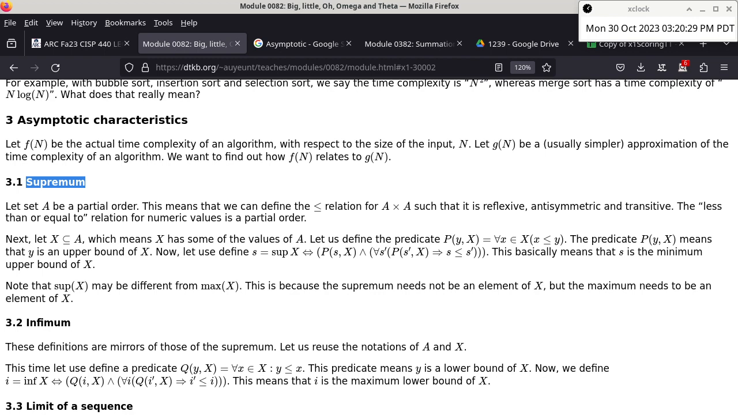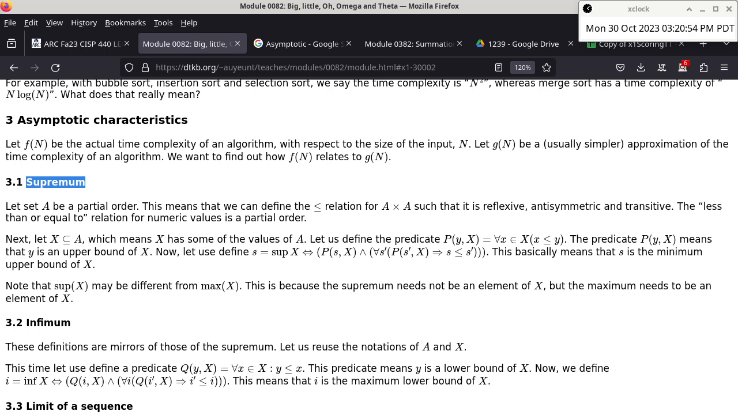So that makes it a little bit easier to understand, because hopefully at this point in your education, the concept of a maximum of a set of numbers should be fairly intuitive. Is that okay? All right. So are we all good with supremum being basically the same thing as the maximum?